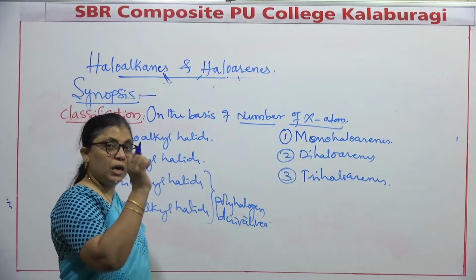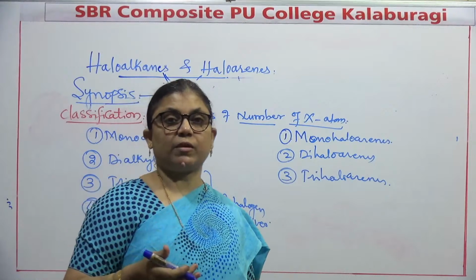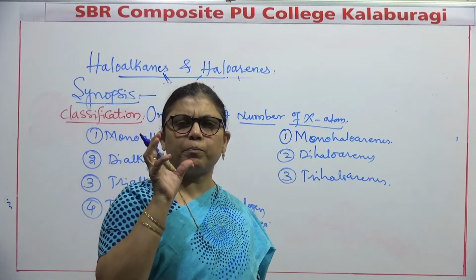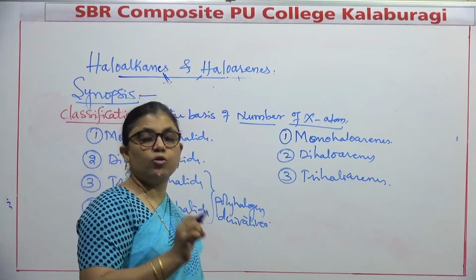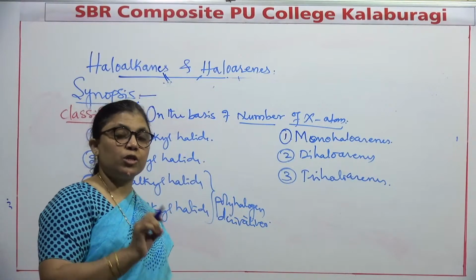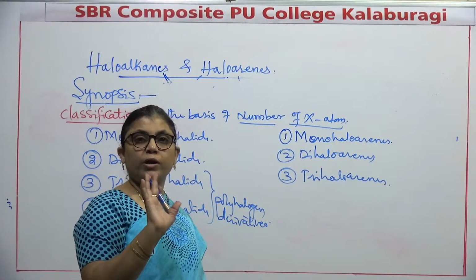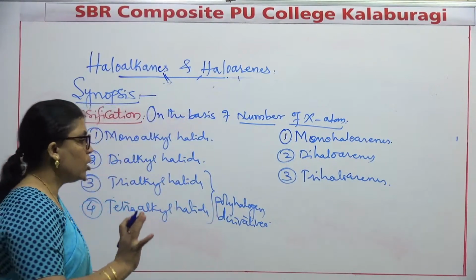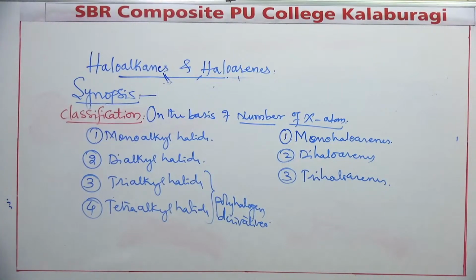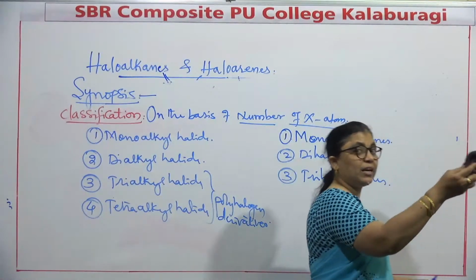It should contain only one halogen, because when we are dealing with the methods of preparation, physical properties and chemical properties, we are dealing with completely monohalogen derivatives. Polyhalogen derivatives are eliminated from the revised syllabus, so we are going to discuss only monohalogen derivatives. Now, monohalogen derivatives are further classified.